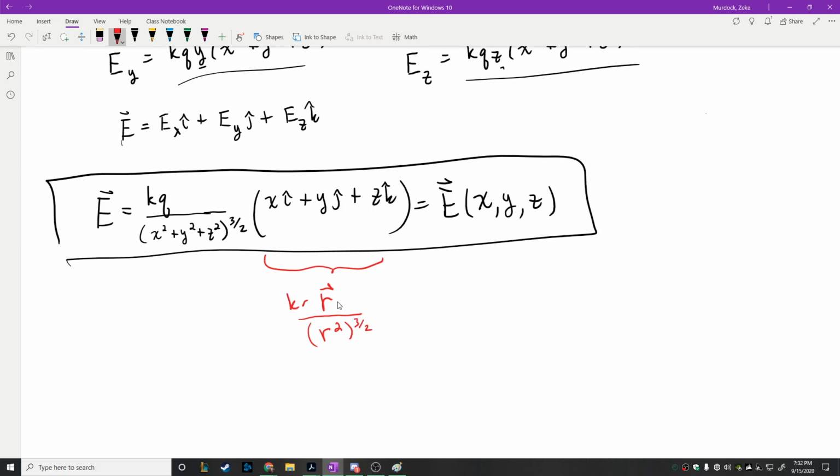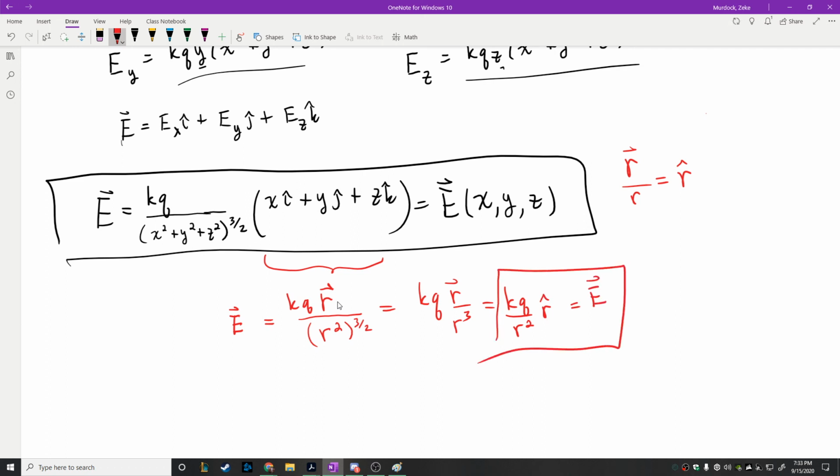And we've got our kq. This would be the electric field, right? And we can simplify it. It becomes kq times r divided by r cubed. But there's a relationship that says that r over r is equal to what? If I take r divided by the magnitude of r, what's that equal to? Unit vector, r hat, right? So that then this basically becomes kq over r squared again times r hat equals E. We're back to right where we started. So there you go.